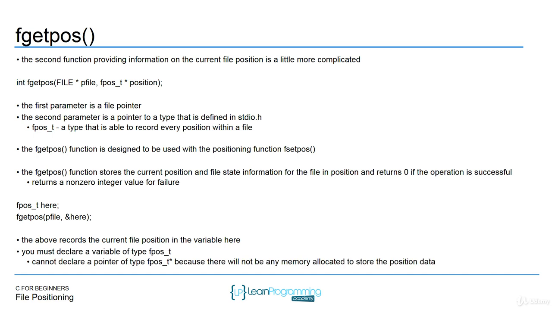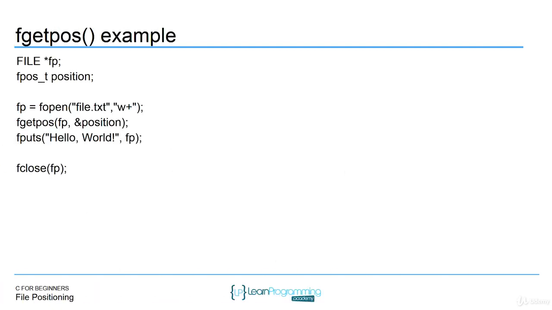So you have to declare a variable of type fpos_t, because that's what you pass as your second parameter. You can't just declare a pointer of type fpos_t star, because there will not be any memory associated to store the position data. So let's look at an example. This will make a lot more sense. In this case, we create our file pointer, we create our fpos_t variable position, we call fopen, and then we call fgetpos. And we pass in our file pointer and the address of position. Right, so that's where we're storing the position. We're going to get the position where we're at.